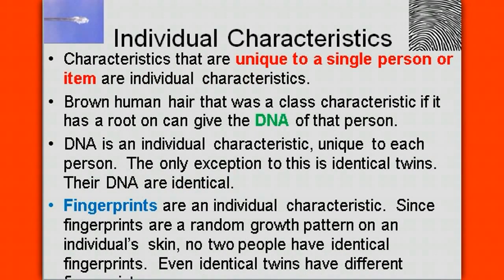Now, individual characteristics are unique to a single person or item. Brown human hair that has a class characteristic, if it has a root on, can give the DNA of that person. So DNA is considered an individual characteristic, unique to each person. The only exception to this is identical twins. Their DNA is identical. Fingerprints are an individual characteristic, like I said before. Since fingerprints are a random growth pattern on an individual's skin, no two people have identical fingerprints. Even identical twins have different fingerprints. That's what it says at the bottom. That's where we end for our evidence notes.